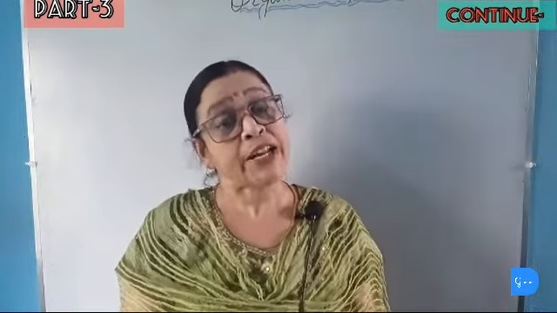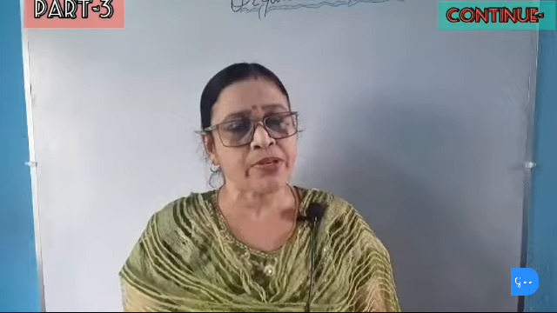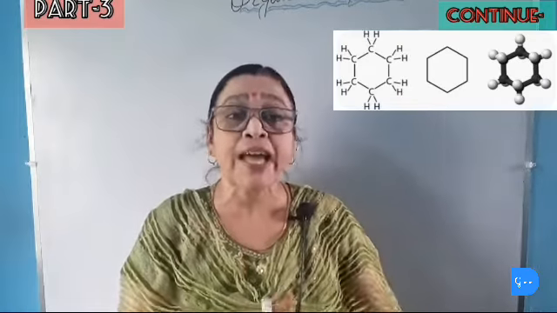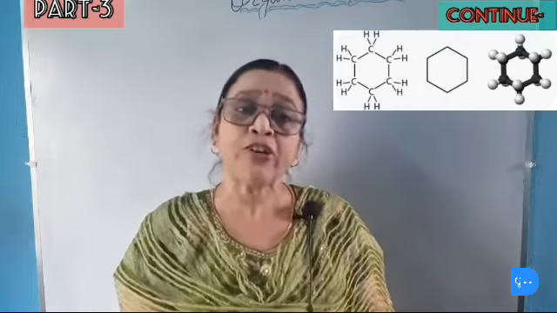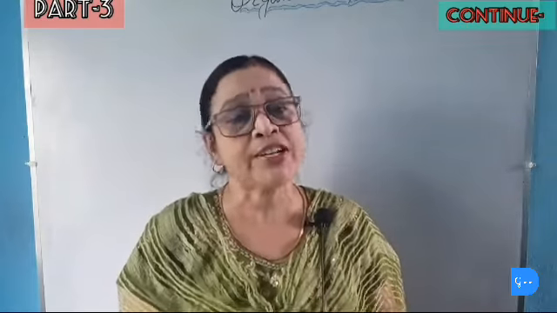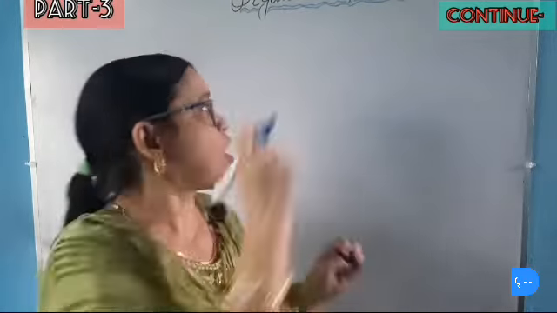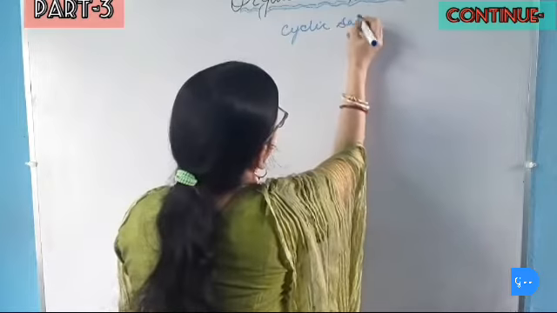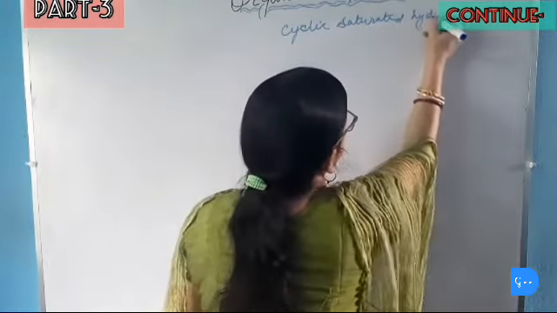Now we will come to another important point about cyclic hydrocarbons. What are cyclic hydrocarbons? The hydrocarbons in which the carbon atoms are arranged in a cycle or ring are known as cyclic hydrocarbons. Again, the cyclic hydrocarbons are of two types: saturated cyclic hydrocarbons and unsaturated cyclic hydrocarbons. So let's take cyclic saturated hydrocarbons.